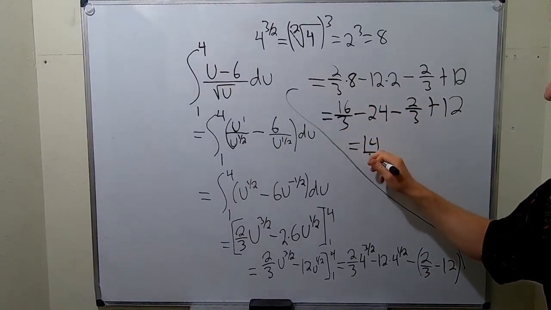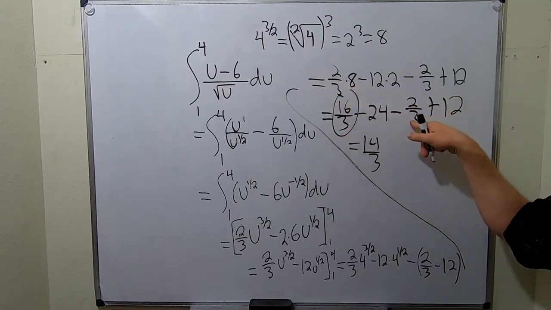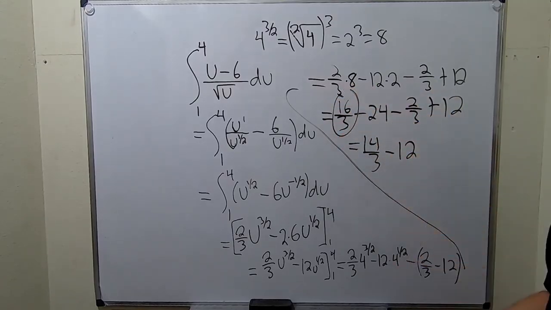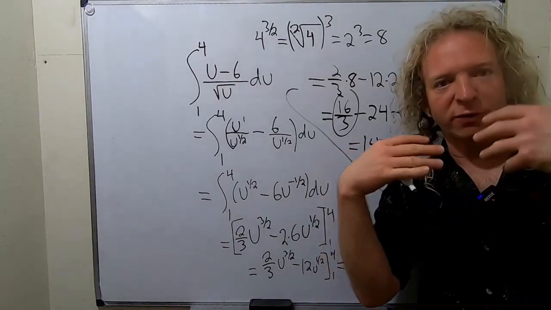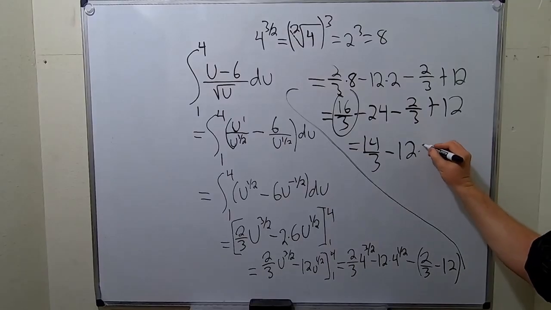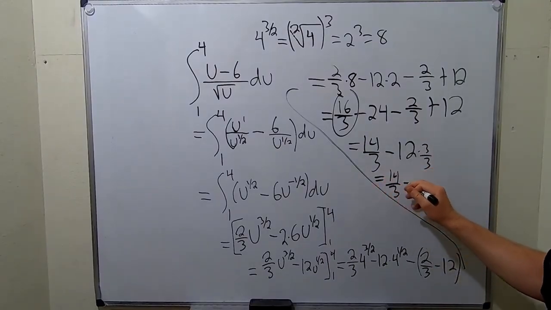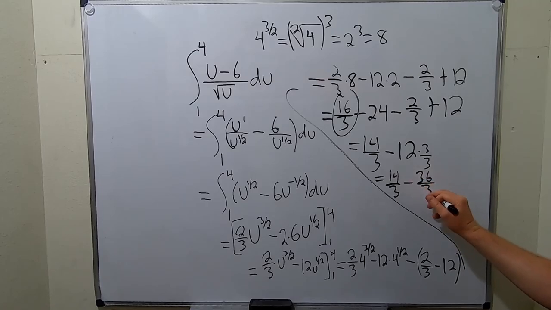16/3 minus 2/3 is 14/3. That's combining this one and this one. Minus 24 plus 12 is minus 12. To finish this computation, we want to write 12 as a number over 3, so we can multiply it by 3 over 3. So this is 14/3 minus 36/3.